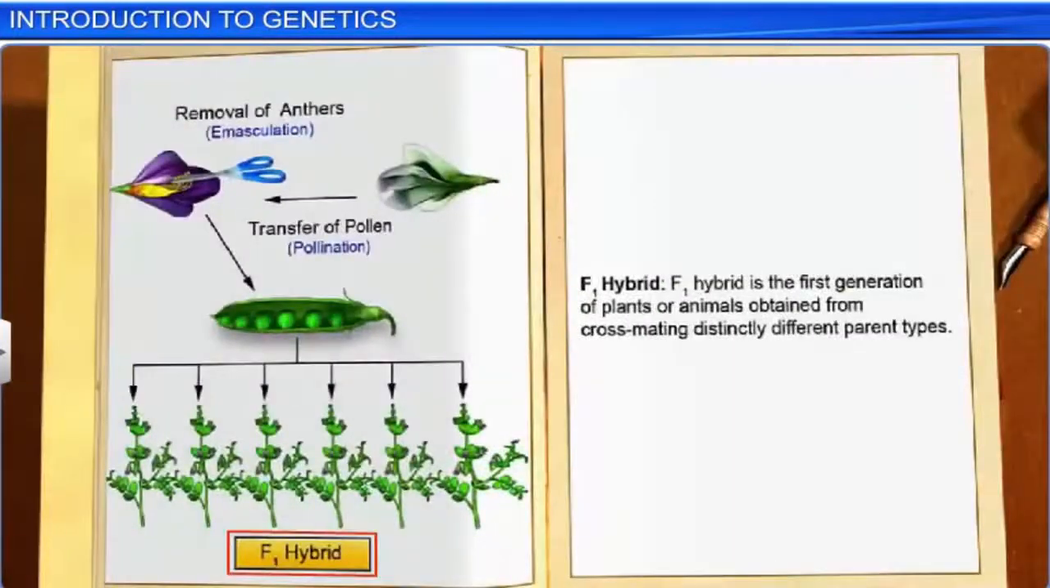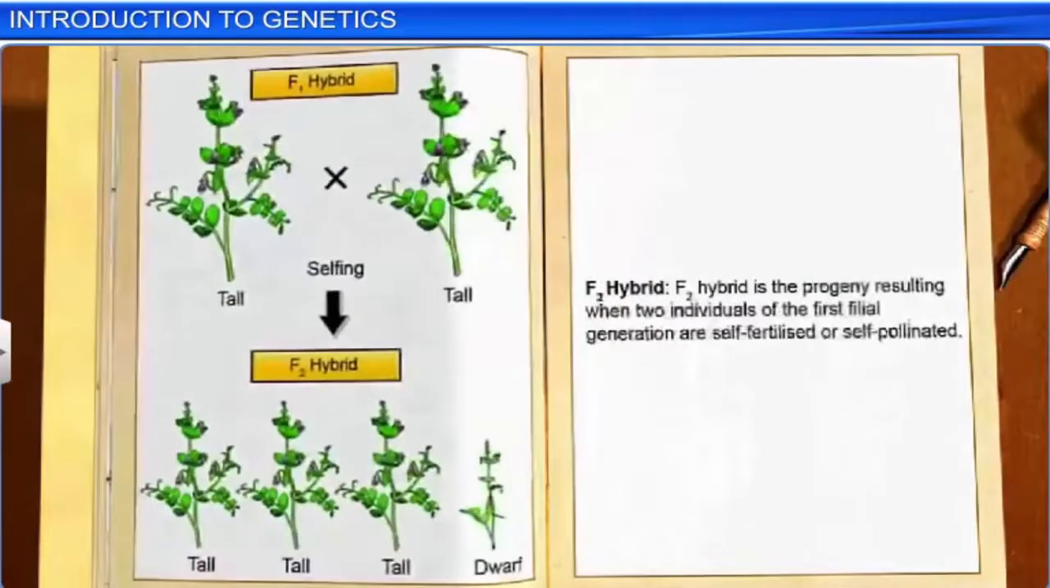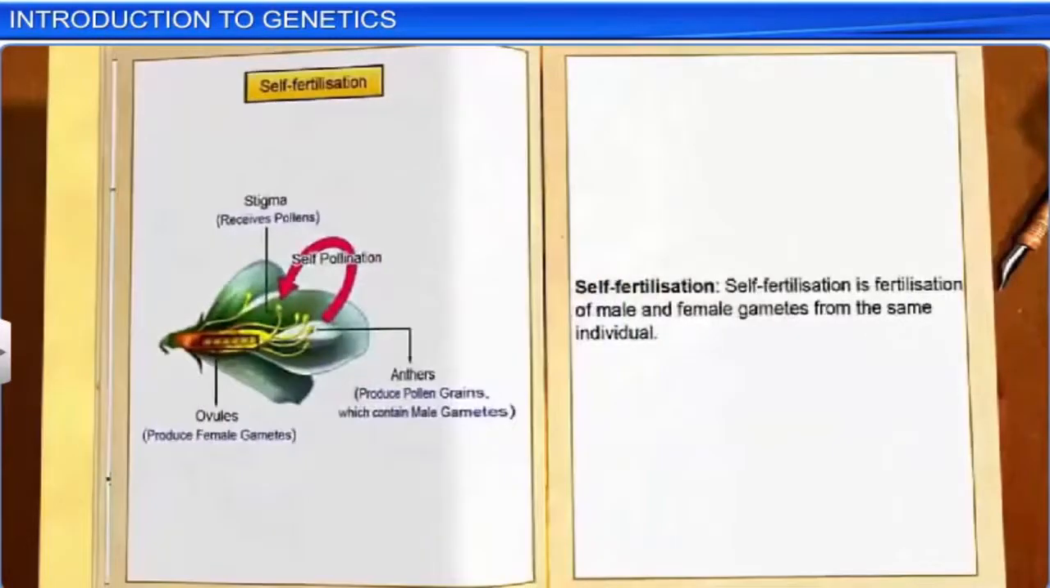F1 hybrid or first filial generation is the first generation of plants or animals obtained from cross-mating distinctly different parent types. When two individuals of the first filial generation are self-fertilized, the resulting progeny is called the second filial generation or F2 hybrid. Self-fertilization is the term used when fertilization takes place between male and female gametes from the same individual.